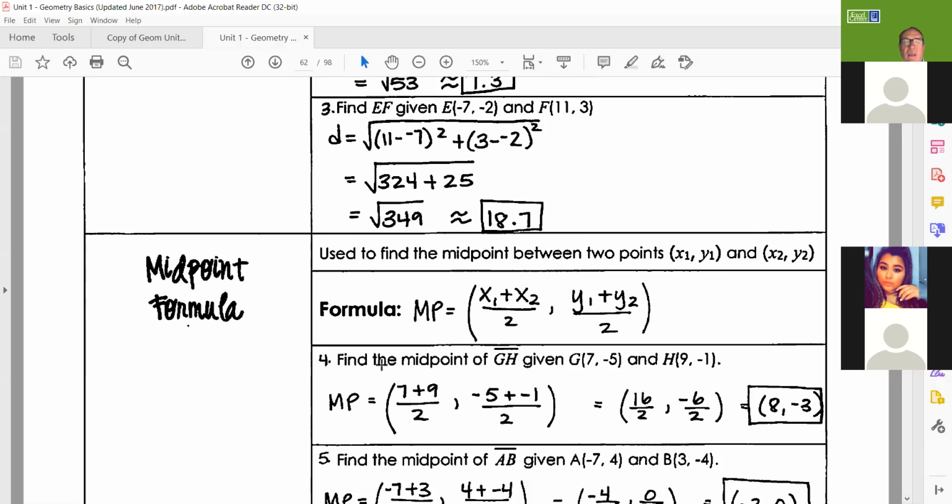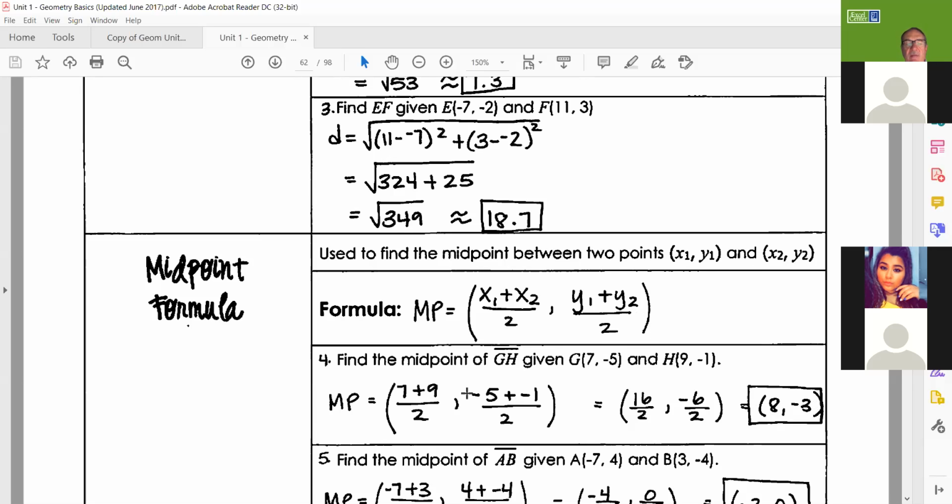So again, this is just plugging the numbers in. If you look at this problem number 4 example, find the midpoint of GH, given that G is 7, -5, and H is 9, -1. Then we find the midpoint by doing those calculations. And you notice the formula even has a comma in between the calculations. So that's going to tell you what that point is.